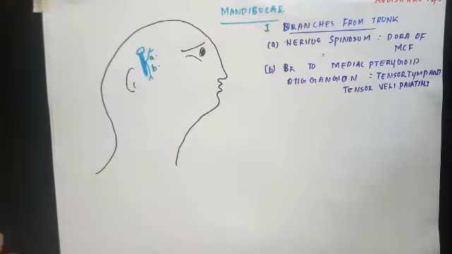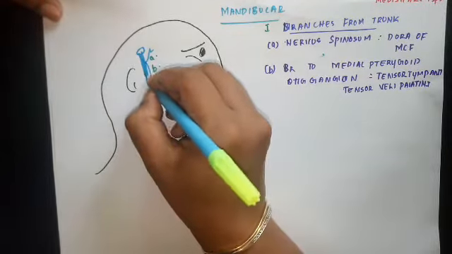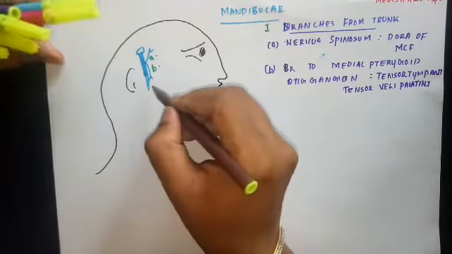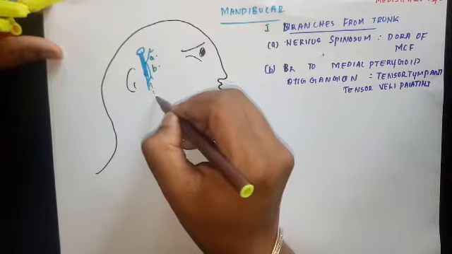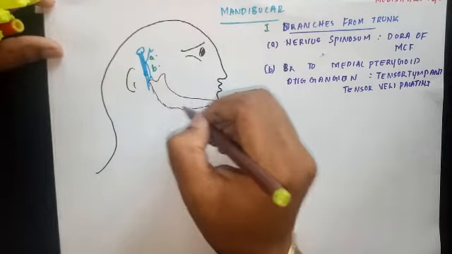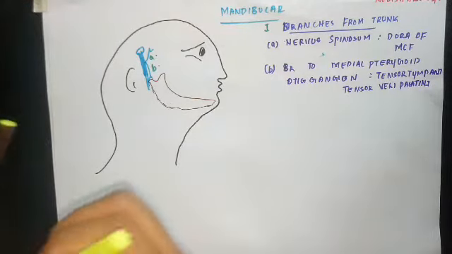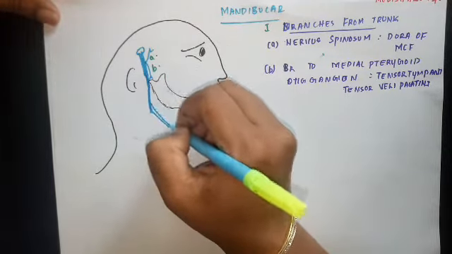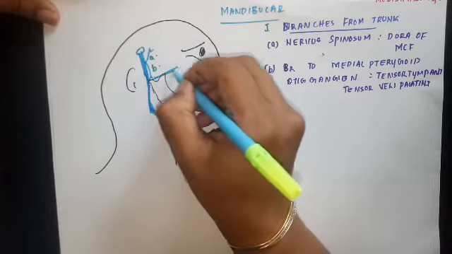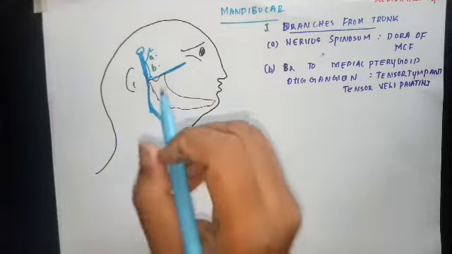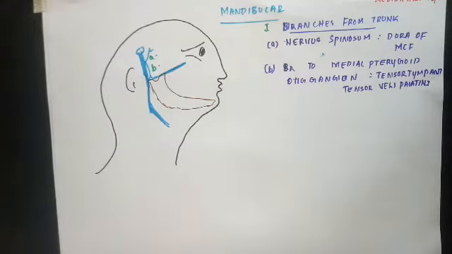So now let's discuss the other branches. The nerve divides in an anterior and posterior division. This one is the posterior division of the nerve, and this one is the anterior division of the nerve. We can discuss the branches arising from the anterior division.